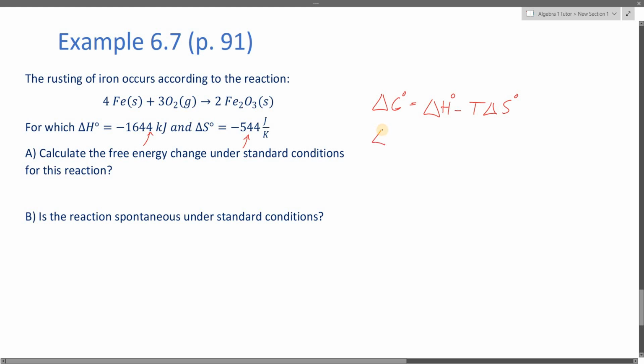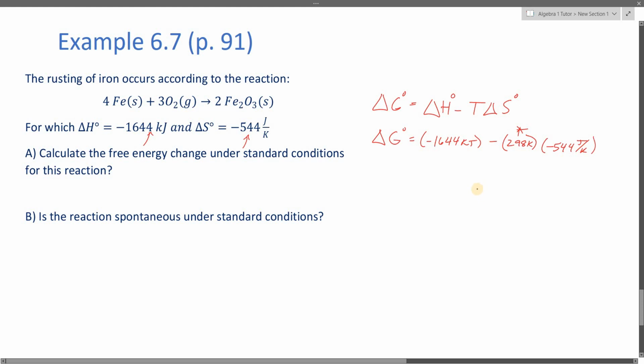So what we're going to do is we're going to say delta G, Gibbs free energy, is equal to the enthalpy. Well, I have that over here, negative 1644. Okay, negative 1644. And that's in kilojoules. And then I'm going to subtract from that the temperature. Since it's standard, the temperature will be 298 kelvins. Okay, that's a known fact. Got to know that for the test. And then the delta S value is going to be negative 544 joules per Kelvin.